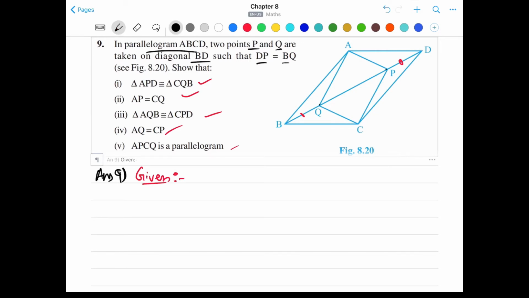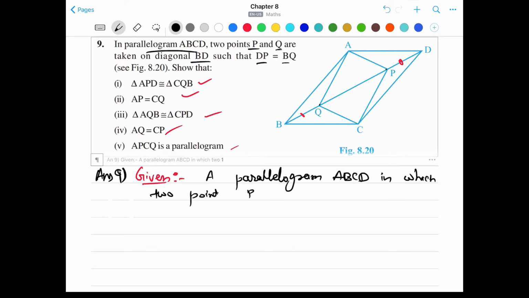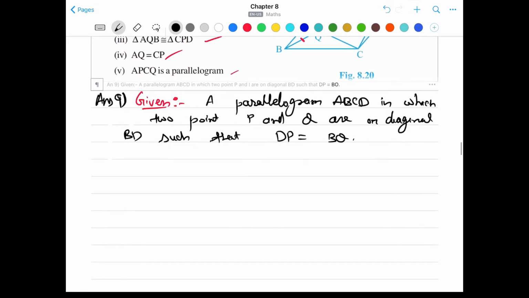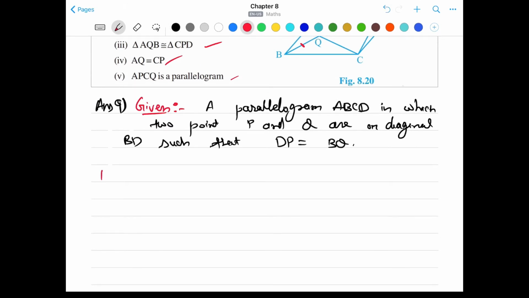Given here is a parallelogram ABCD in which 2 points P and Q are on diagonal BD such that DP is equal to BQ. So this is what is given to us. Now let's write its proof.